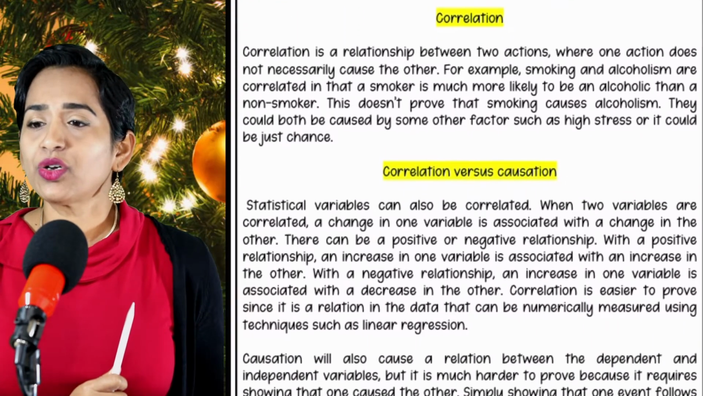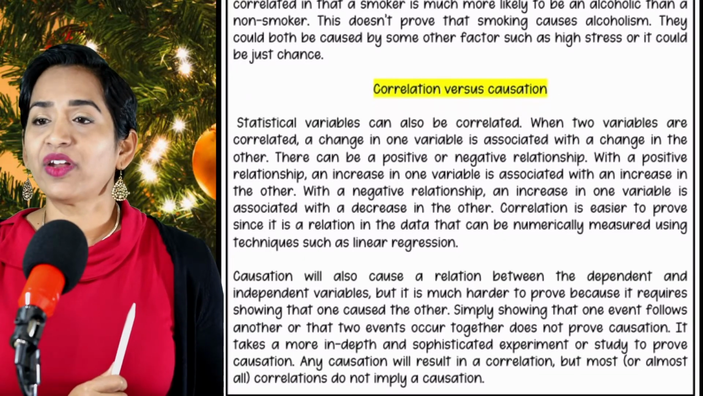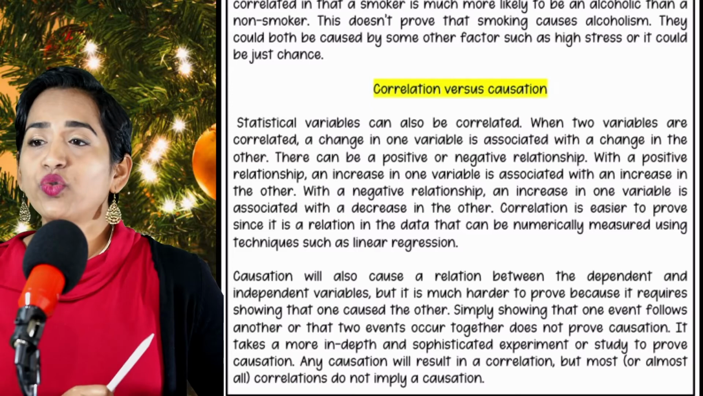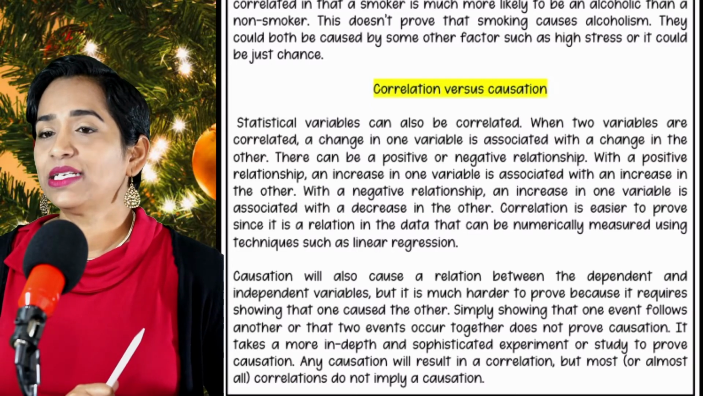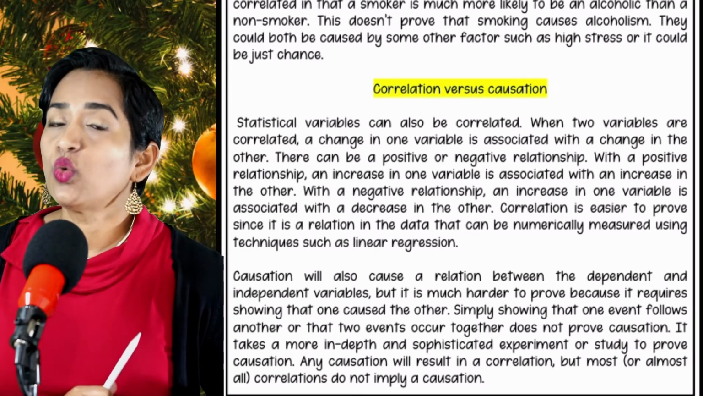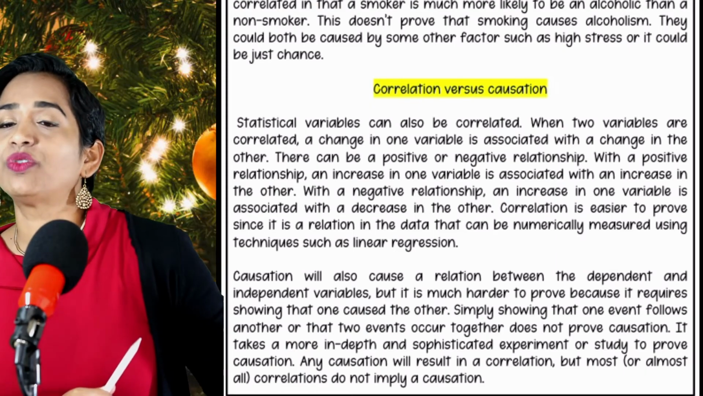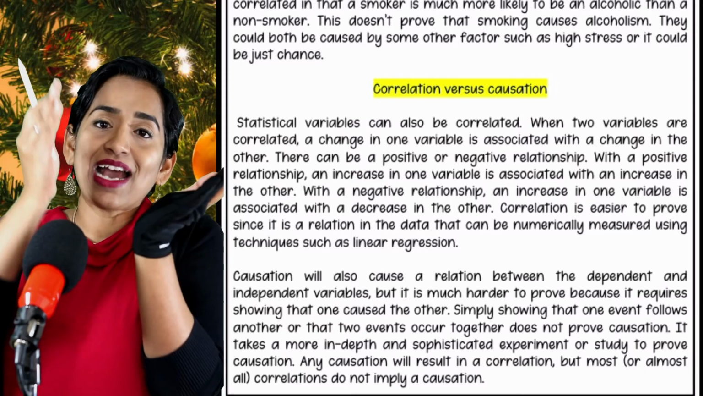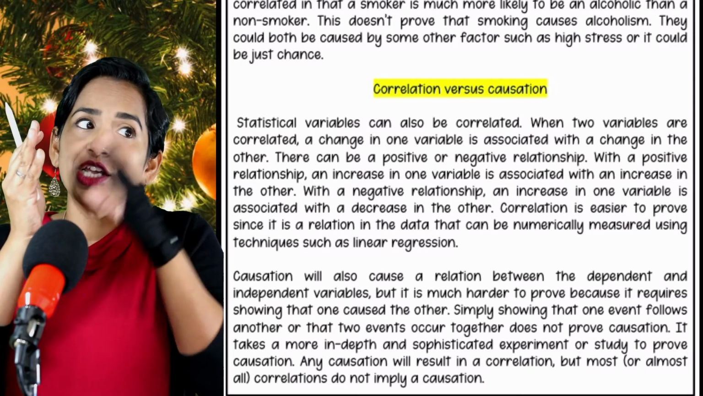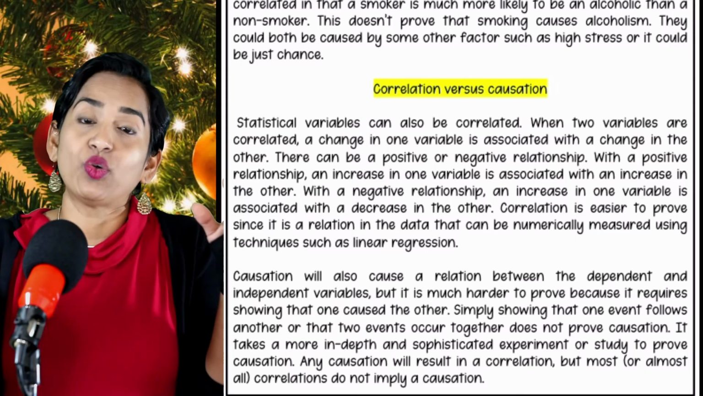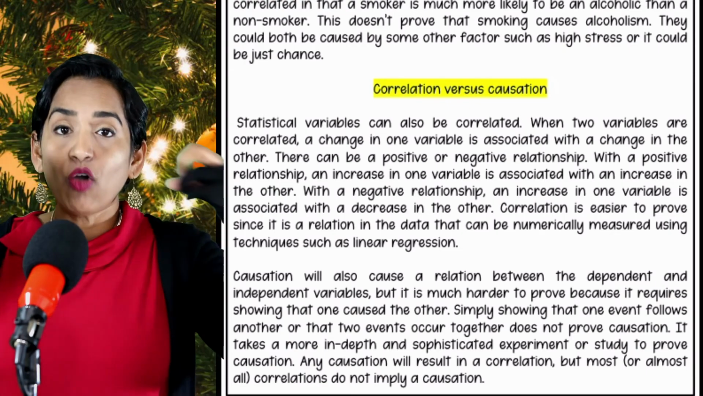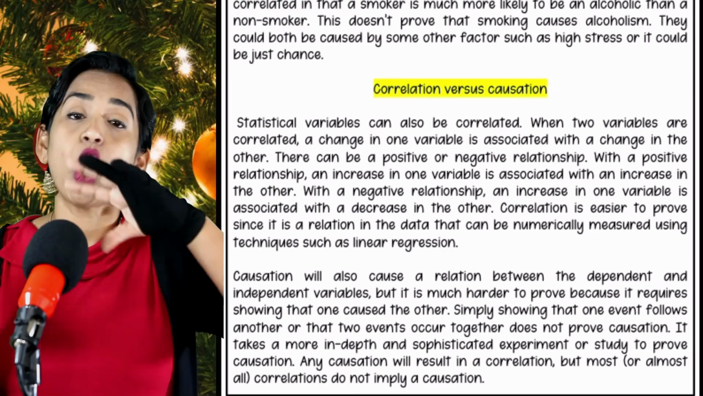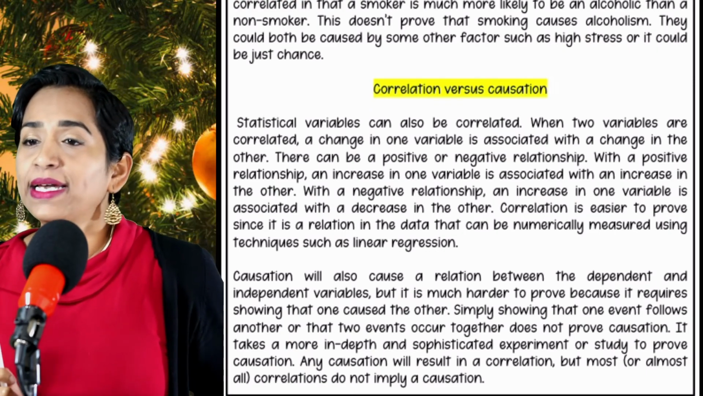Okay, so I want you all to go ahead and read this one very, very carefully. Statistical variables can be correlated. When two variables are correlated, a change in one variable is associated with a change in the other. Like we say, when x is changing, I'm trying to see how y is changing. So one is changing, what happens to the y? I'm trying to see how the change in one relates to the change in the other, not causing one another.